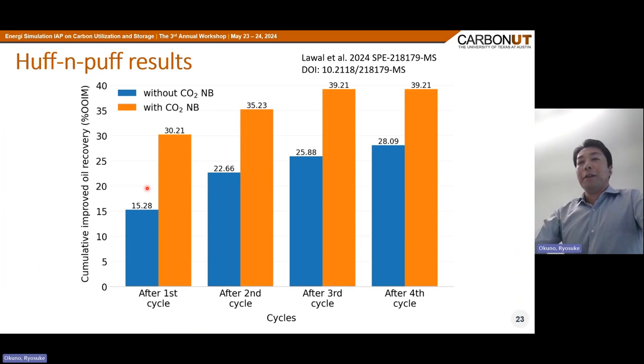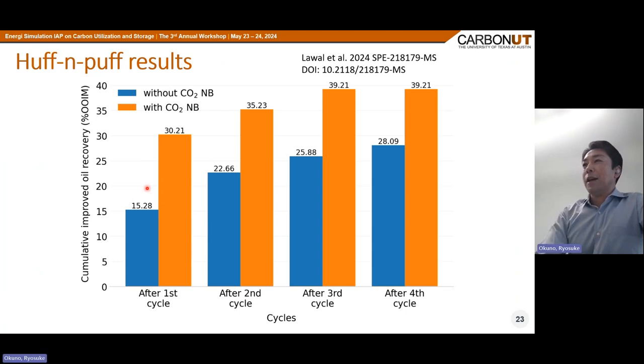So we started the experiment by brine soaking, and the results shown in this figure are the oil recovery after the brine soaking period. The y-axis is the cumulative improved oil recovery in percent OOIP after the brine stage. You see that the nanobubble case systematically increased oil recovery in comparison to the supercritical CO2 huff and puff case. Especially for the first cycle, improved oil recovery with nanobubble dispersion was twice as much as the other case.